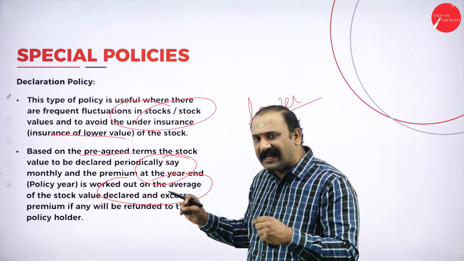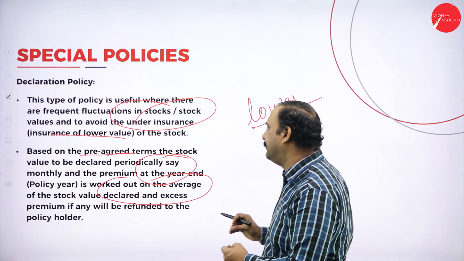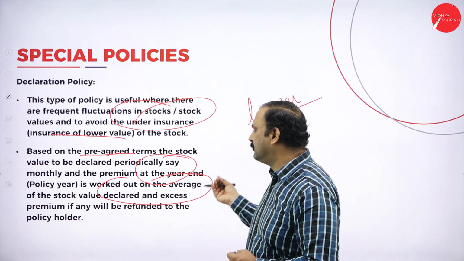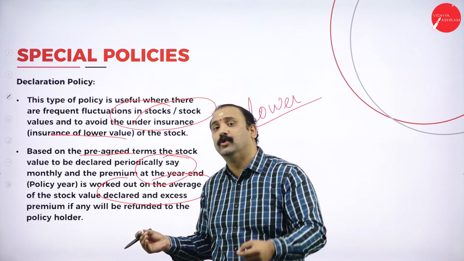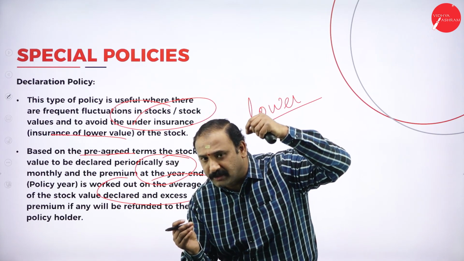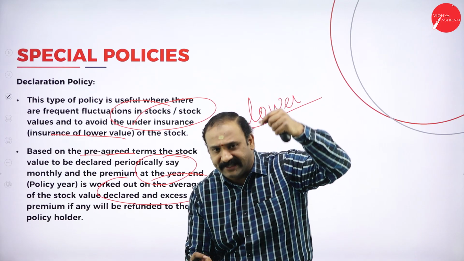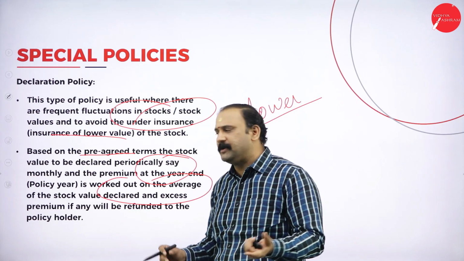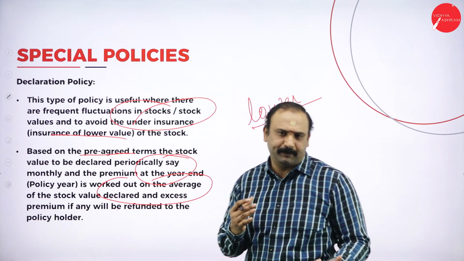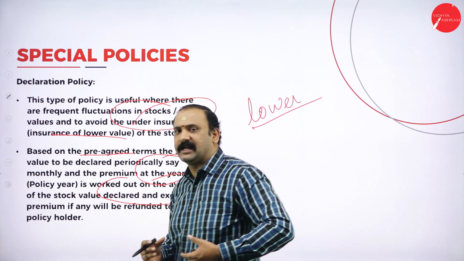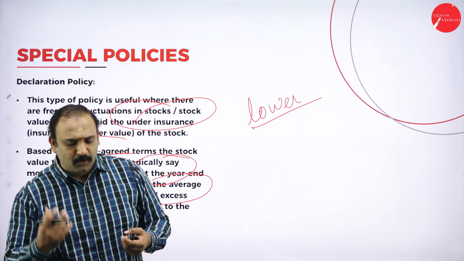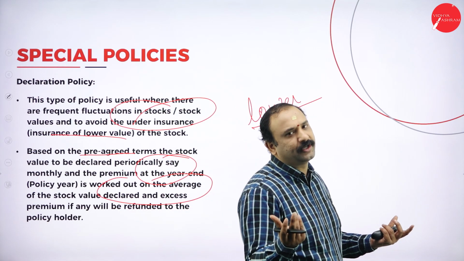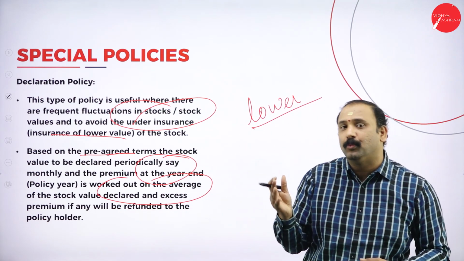Now, this will be declared periodically, say on a monthly basis, and the premium at the end of the year, that is the policy year, is worked out on the average stock value. So how much stock you are holding for that particular year, we will take the average value of that, and that will be declared. And if there is any excess premium, automatically it will be refunded back. So you don't have to worry, saying, 'Sir, I have paid an excess of insurance. Will I get that money back?' Definitely, yes, you will be refunded back on your insurance. That doesn't have to be worried at all.